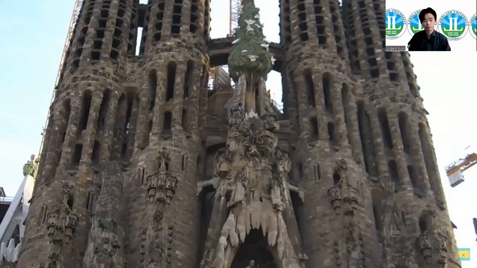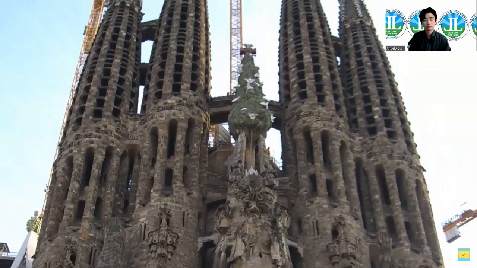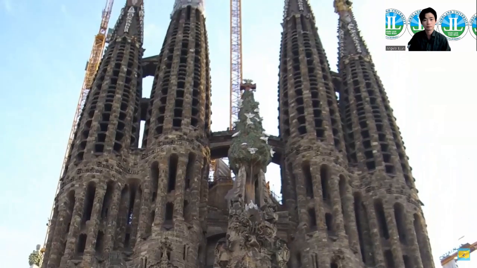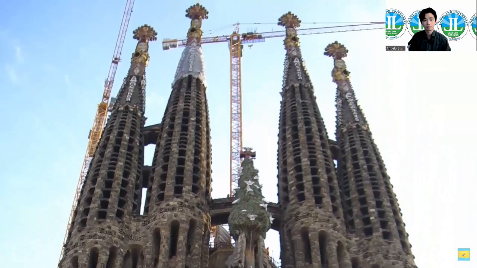Some cathedrals took over 100 years to build. For example, La Sagrada Familia in Barcelona has been under construction for 100 years and will not be finished until 2026.